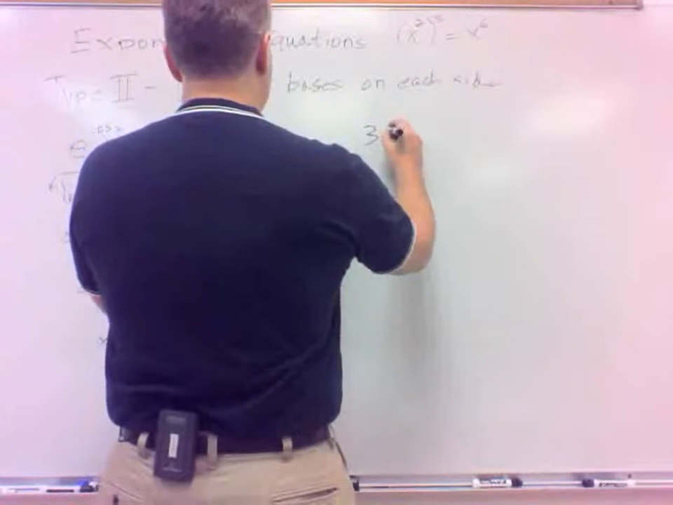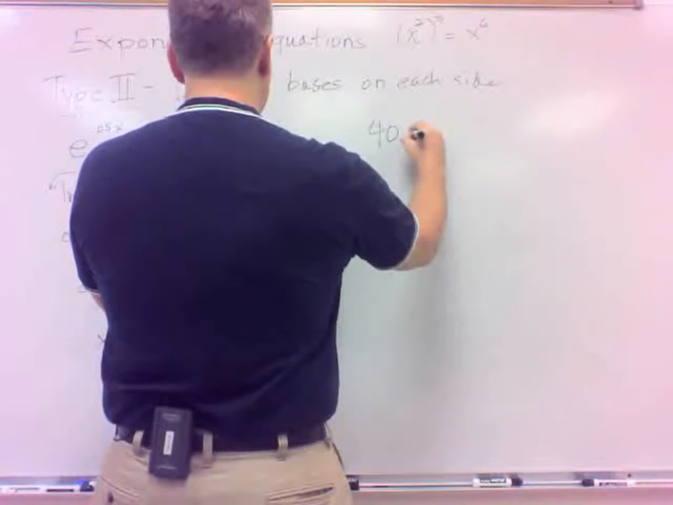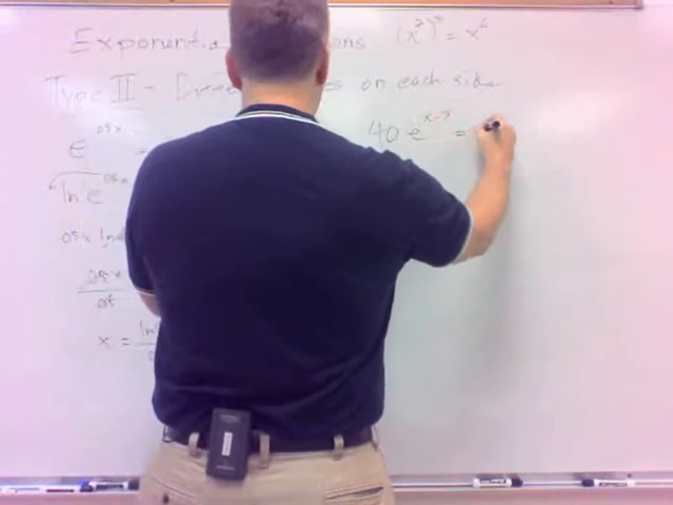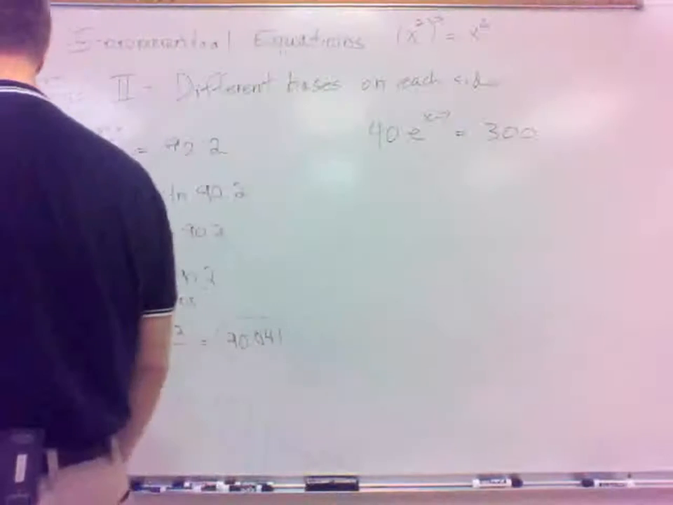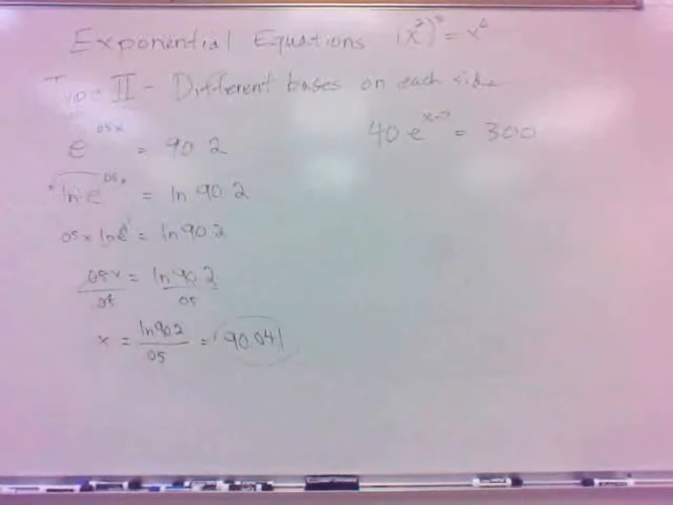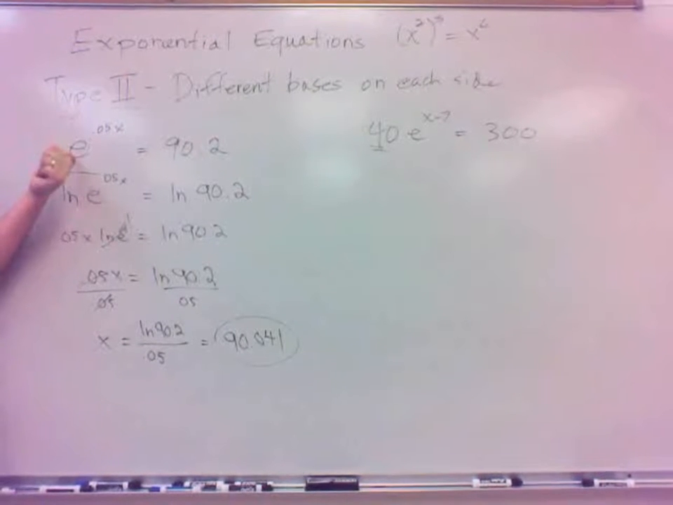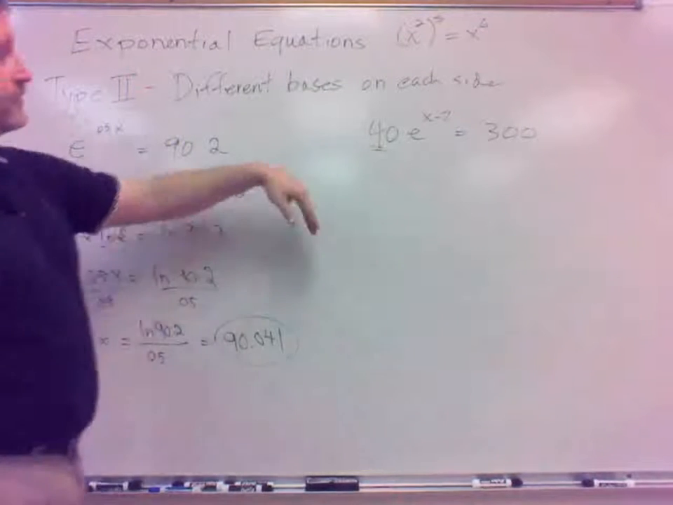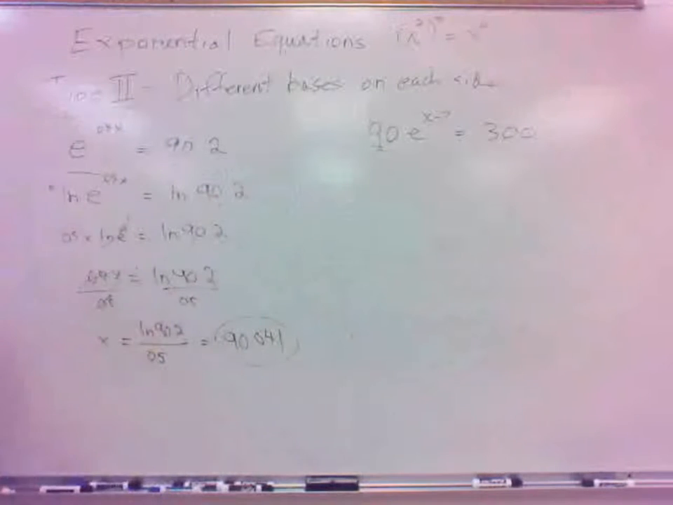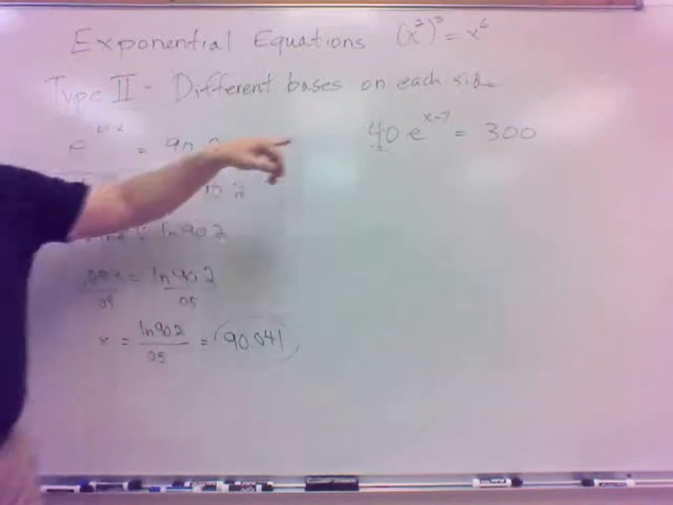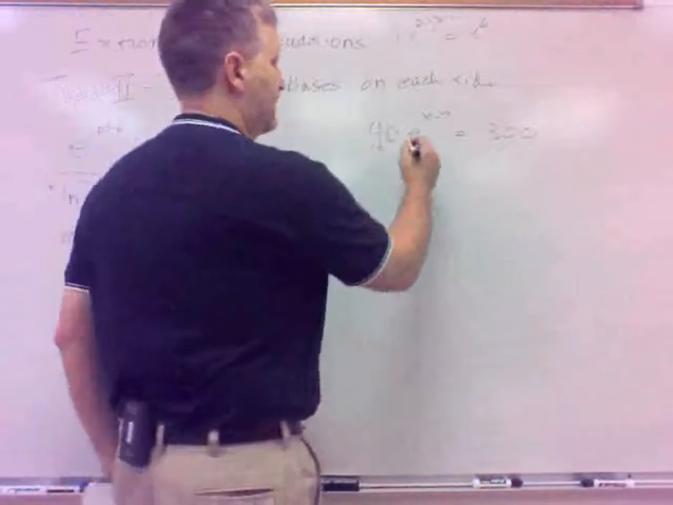Now, say I have 40e to the x minus 7 equals 300. Well, the reason I need to mention this one is because of this 40 here. We haven't had, on any of these exponentials yet, something else other than an exponential on the side where the exponential is. Most of the time it's been on the left, but this 40 is sort of a problem in this problem. I need to get rid of the 40. For this ln of both sides to work, I need to have the exponential by itself.